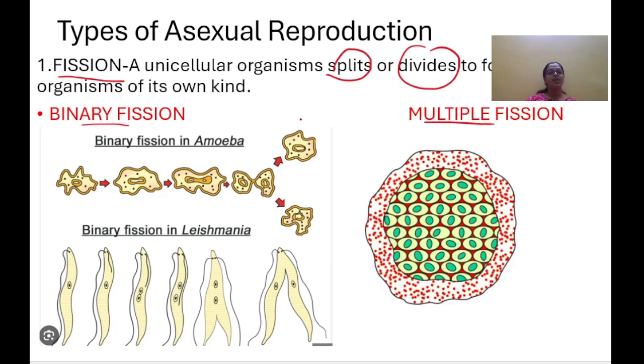In binary fission, two organisms are produced. You can see from a single amoeba, it will extend and break into two to form two daughter amoebas. So it is called binary fission. Bi means two, a single organism splitting into two. First the cytoplasm divides and then the nucleus will divide into two daughter amoebas. This is also seen in the case of leishmania, which divides longitudinally.